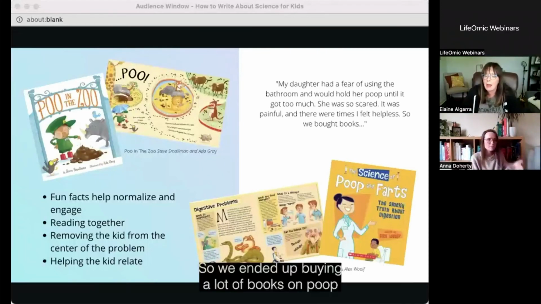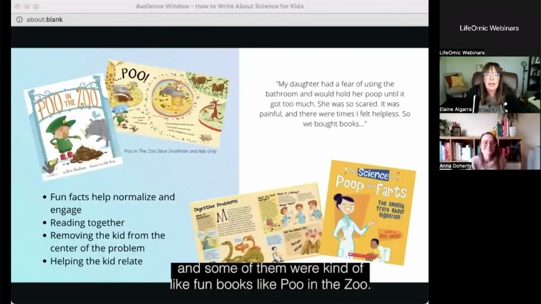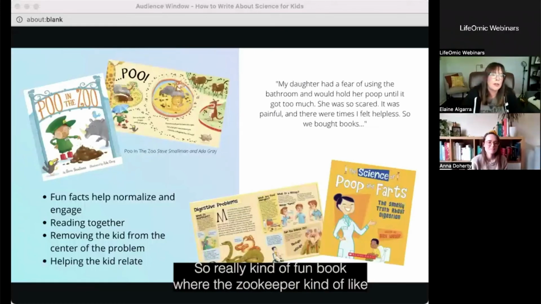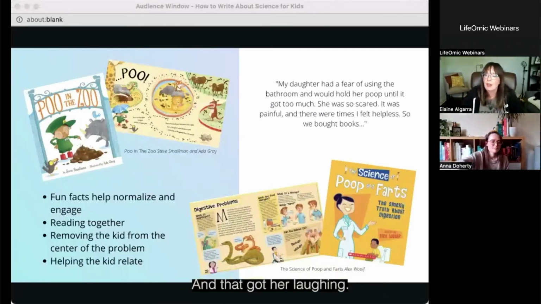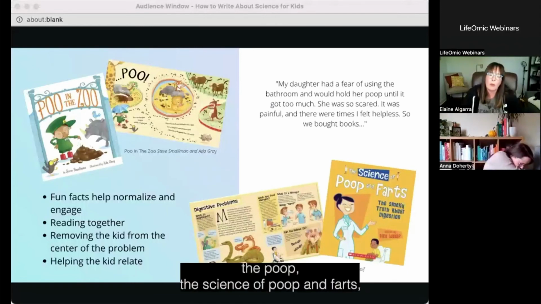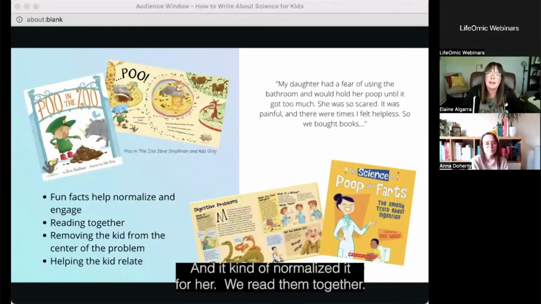So I ended up buying a lot of books on poop. Some of them were fun books, like Poo in the Zoo. It's a really fun book where the zookeeper does an investigation on all the animals' poos and things like that. And that got her laughing. And then we had the science of poop and farts, which is a little bit more about how your body would work. And it normalized it for her.